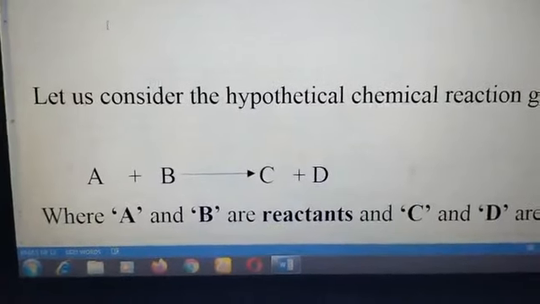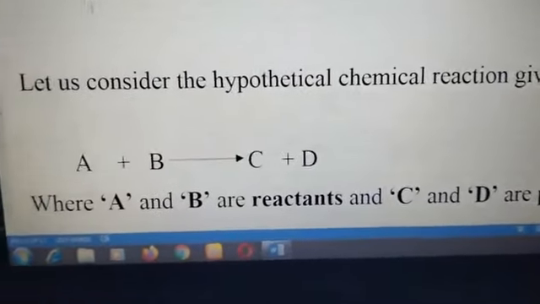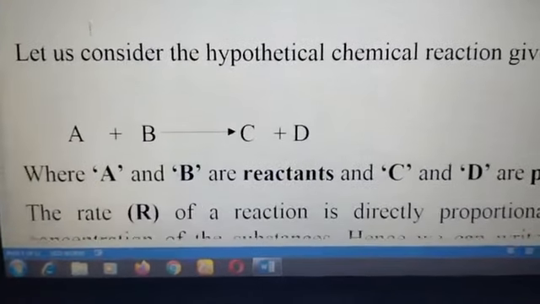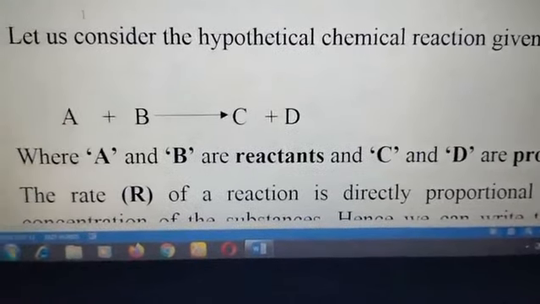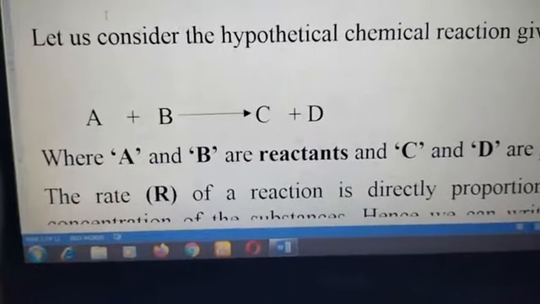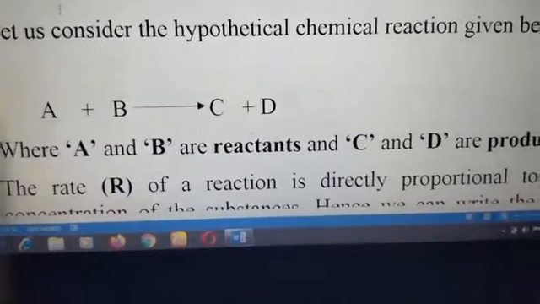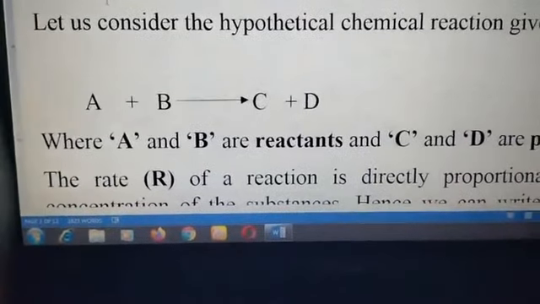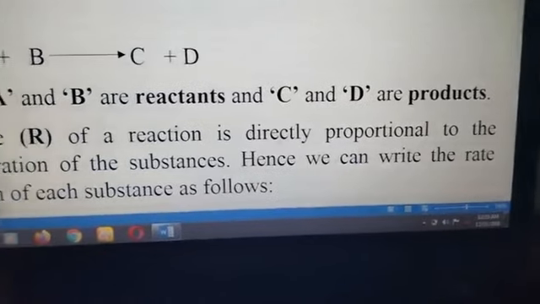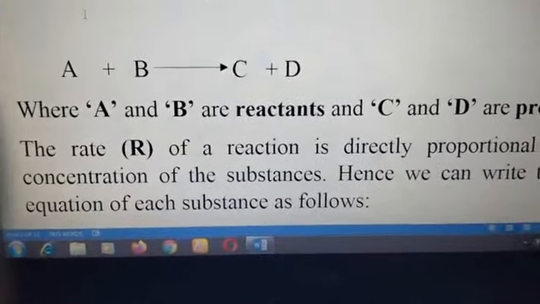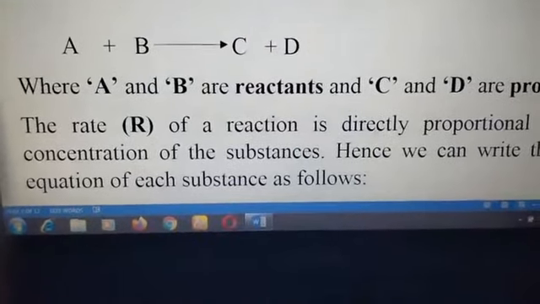We now say, let us consider the hypothetical chemical reaction given below. Let A plus B giving us C plus D represent a chemical equation, where capital A and capital B are the reactants and capital C and D are the products. So you can see where capital A and B are reactants and C and D are products. Should this be a balanced equation, how then do we write rate equations for this equation? So let us go on.